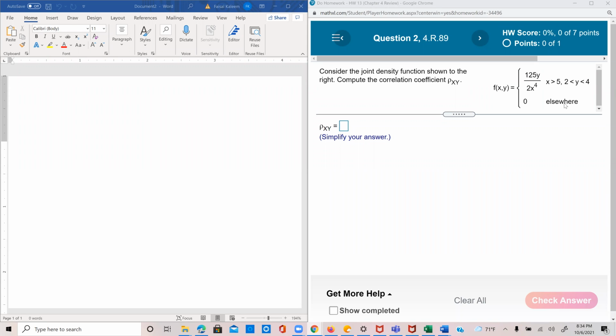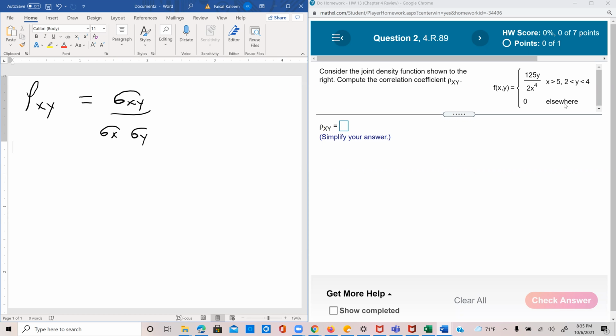Consider the joint density function given here. Compute the correlation coefficient rho xy. Now, the correlation coefficient has this formula. It's equal to the covariance of xy divided by standard deviation of x times standard deviation of y.